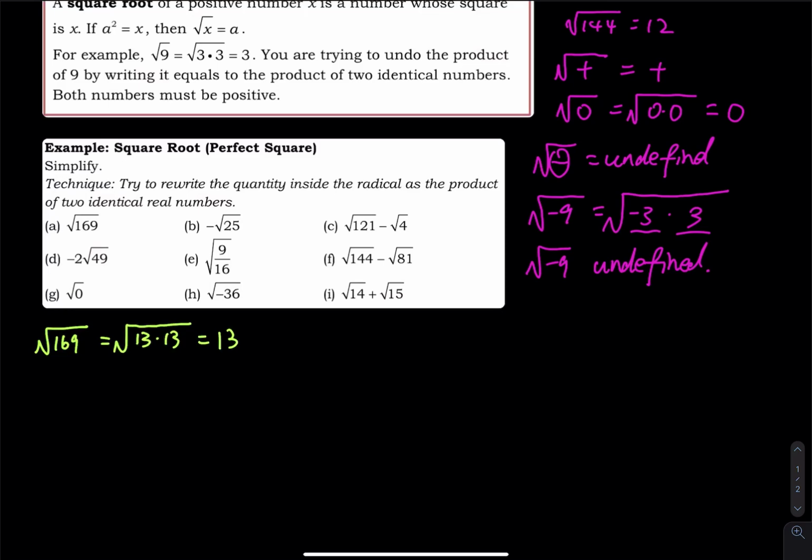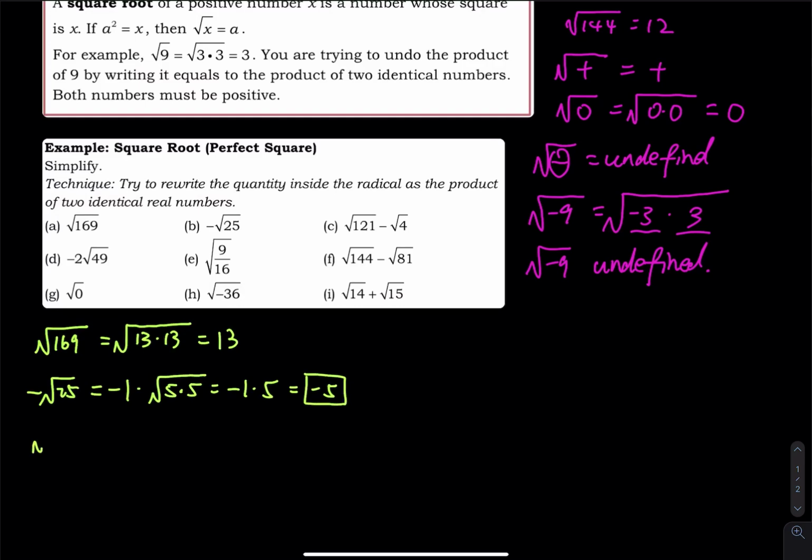And then the next one is negative square root of 25. Does the negative affect the process of taking a square root? The answer is no, because this negative is outside of the square root. So that is negative 1 times the square root of 25. 25 is equal to 5 times 5. So you have negative 1 times 5. The result is equal to negative 5.